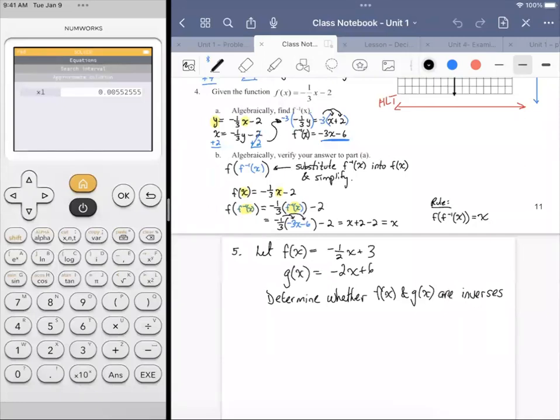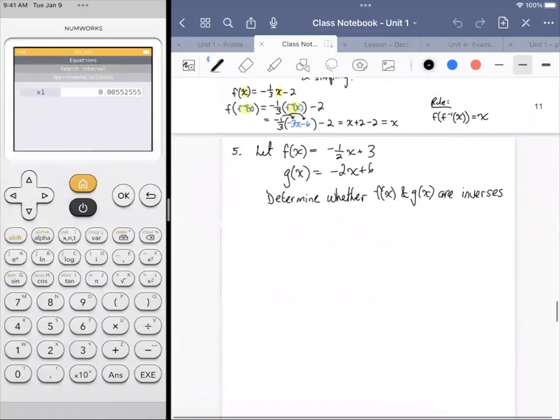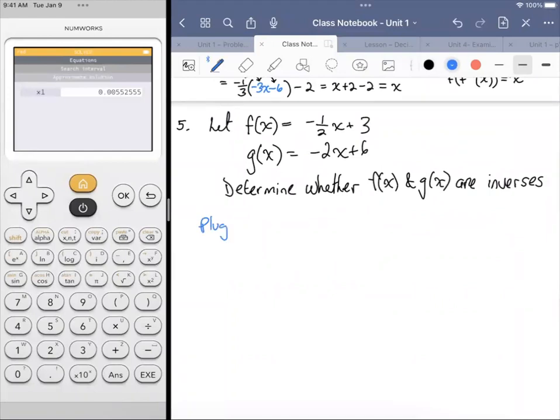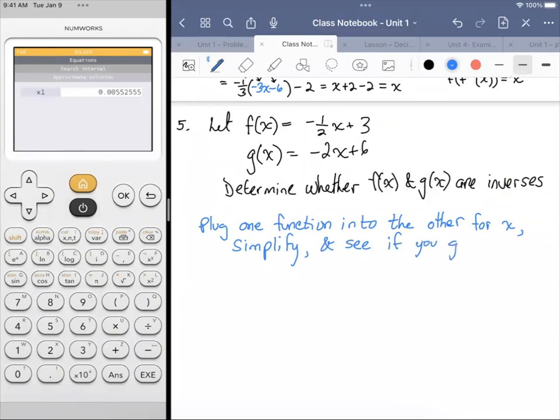All right. So the notation was a little heavy last time, but it really is the idea that you're going to plug one function into another, or into the other, for x, simplify, and see if you get x as a result. If so, the two functions are inverses.